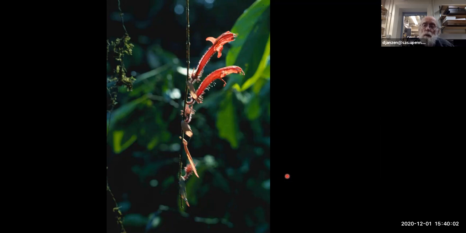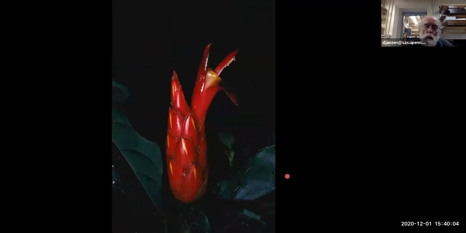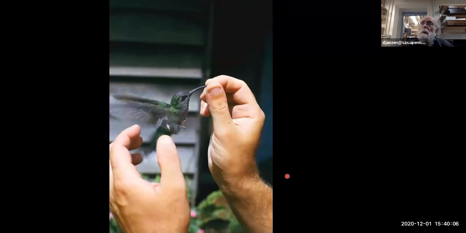And while I'm standing there, one of these guys comes zipping in and hovers right where the flowers were. And then landed on a little twig and looked all over the place, and upwards, backwards, forwards, all around, and then flew away. 15 minutes later, the same or another one came and did exactly the same thing.